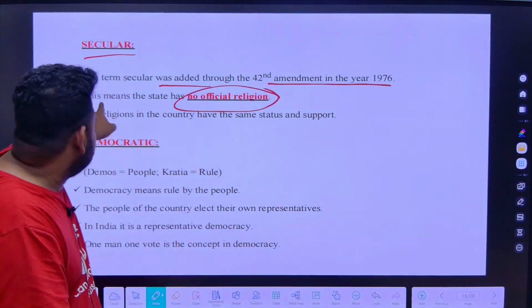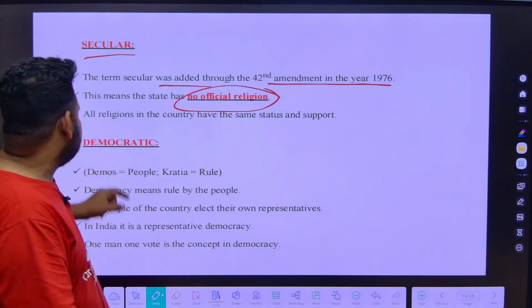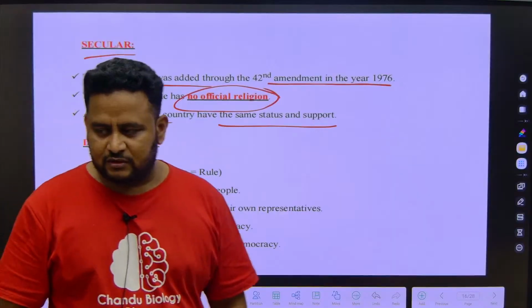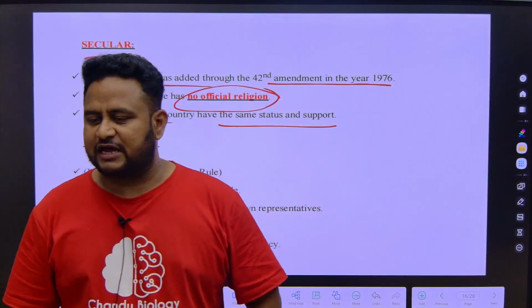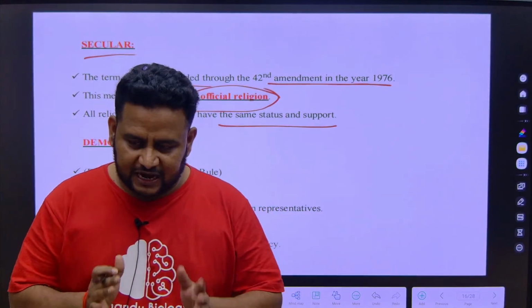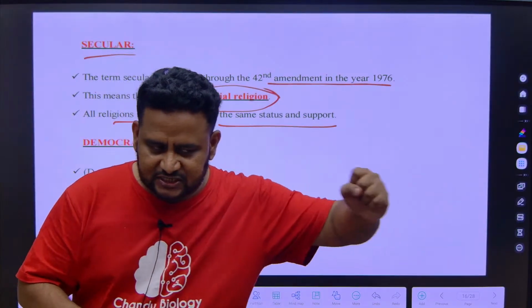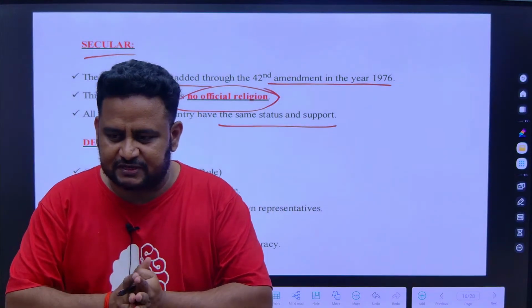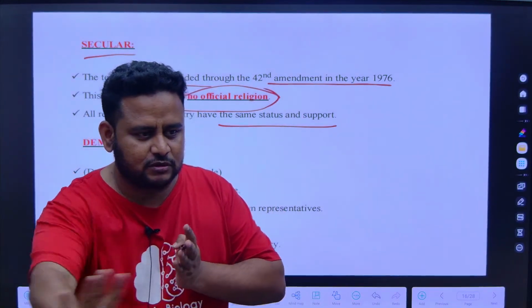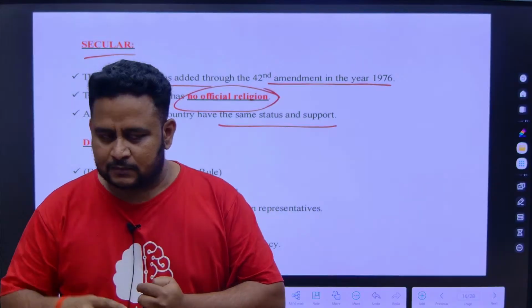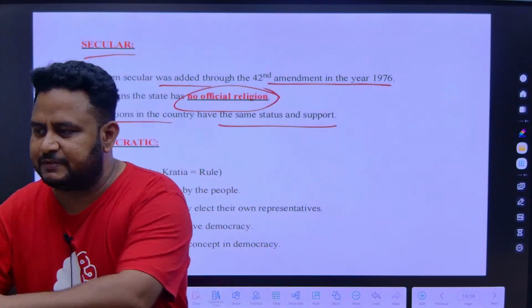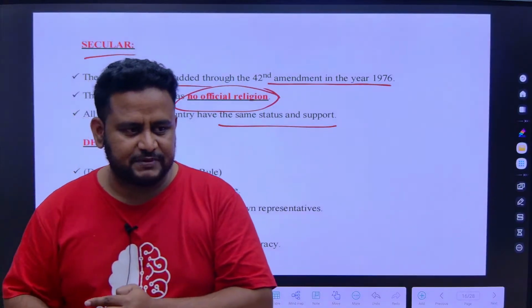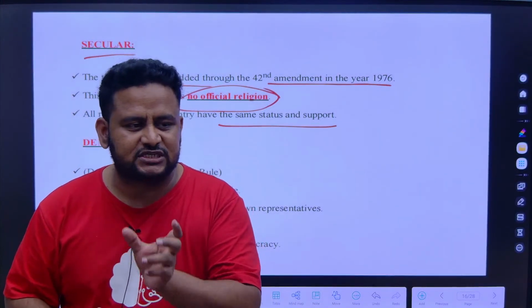This means the state has no official religion. All religions in the country have the same status and support. While talking about sources of the constitution, I told you that France also has secularism, but in France the state is completely separate and religion is separate. In India, secularism gives equal opportunity to everyone. If there is any problem, the state will interfere and make sure it is corrected, be it minorities or majority. That is the meaning: the state is equidistant from all religions.